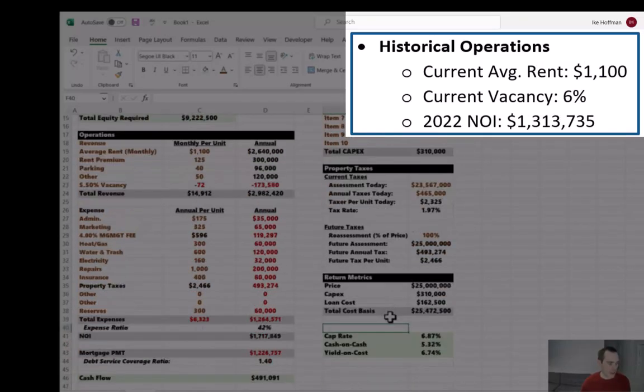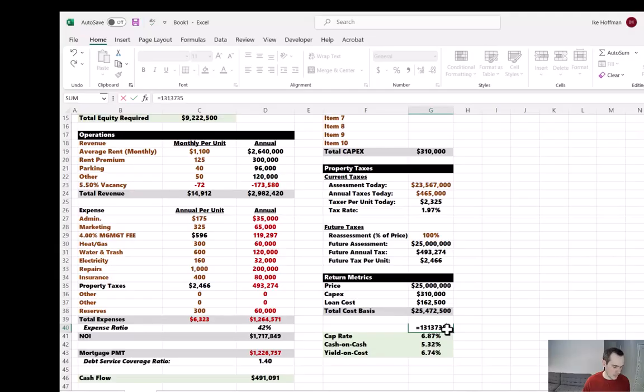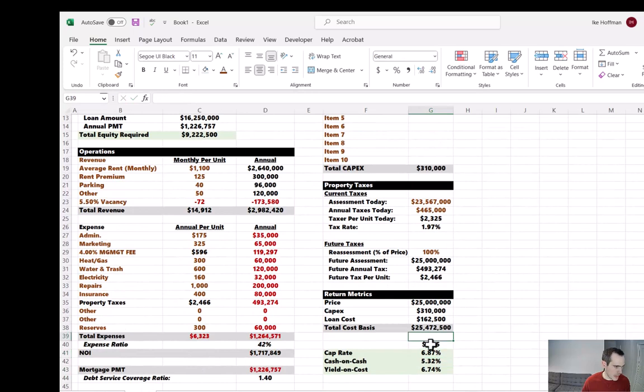We have the current ownership's 2022 NOI. If we take that, which was approximately 1.3 million, and divide it by the purchase price, we have a historical cap rate. So I'm going to make this a percentage, the 2022 cap rate. It's a good sign that our pro forma metrics, the cap rate, cash on cash, and yield on cost, are all higher than the 2022 cap rate.